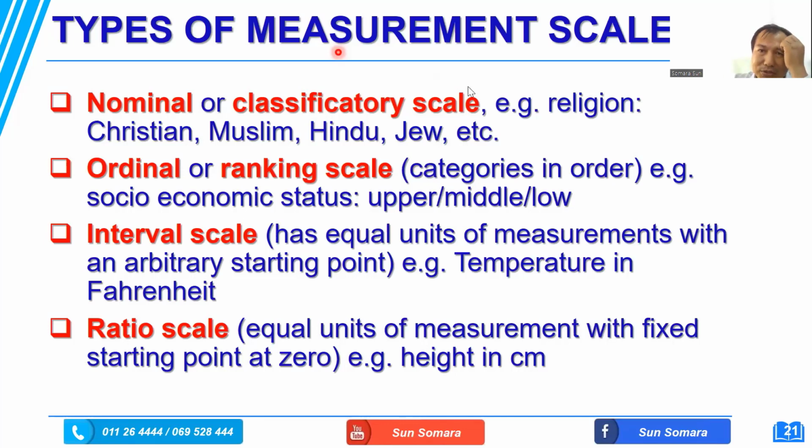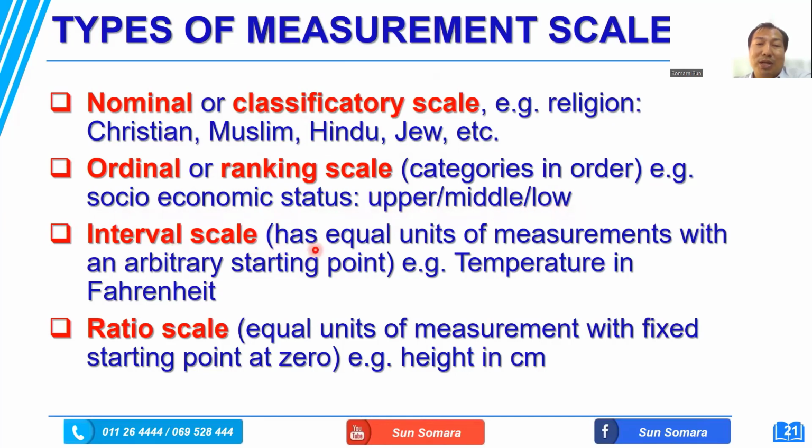You can see this part about the type of measurement scale. When we talk about nominal or classificatory scale, an example is religion, starting from more than two: Christian, Muslim, Hindu, Jewish, etc. Ordinal or ranking scale means categories in order. It can be like socioeconomic status: upper, middle, and low.